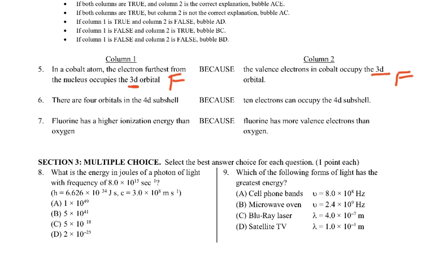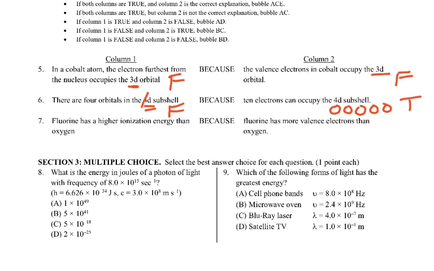Okay, number 6, there are 4 orbitals in the 4d subshell. No, the 4 doesn't have anything to do with it. The d subshells always come in 5s, so this is false. 10 electrons can occupy the 4d subshell. That's true. D's always come in 5s, and since each one can hold 2 electrons, that would be 10 electrons altogether. So it's false, true.